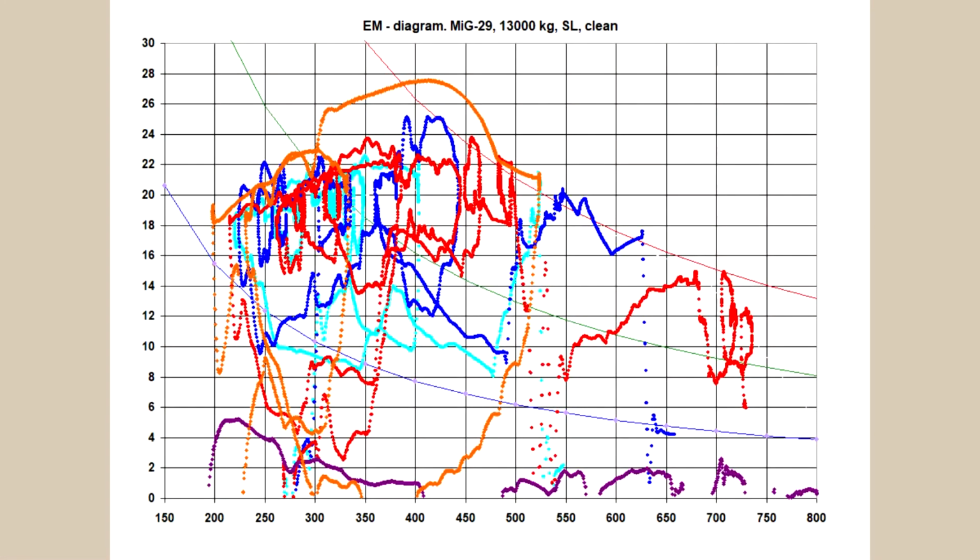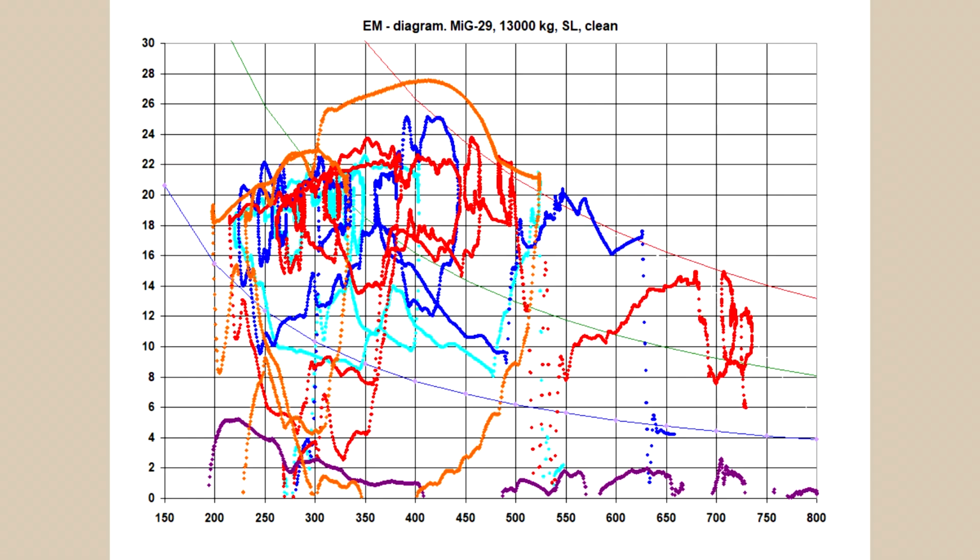Here's the complete dataset. 5 test flights, each shown in a different color. The orange points aligned along the upper boundary correspond to the maximum AOA turn started at 525 knots with full aft stick deflection held manually at the maximum achievable angle of attack.